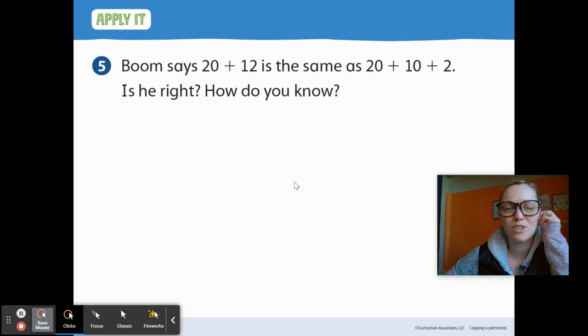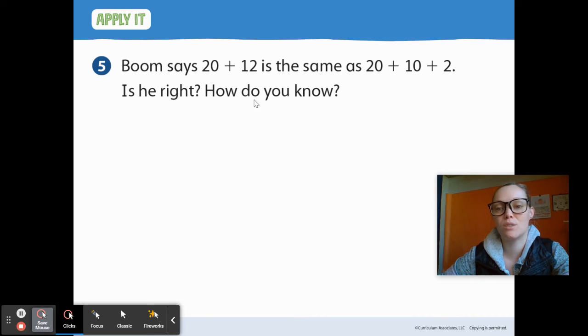Number 5, Boom says 20 plus 12 is the same as 20 plus 10 plus 2. Is he right? How do you know? Is 20 plus 12 the same as 20 plus 10 plus 2? I want you to write yes or no if he's right, and then explain how you know. And you can explain how you know by drawing a picture of 20 plus 10 plus 2 and 20 plus 12. What would that look like? And the correct answer is yes, he is right. So you'll want to explain how you know he's right.